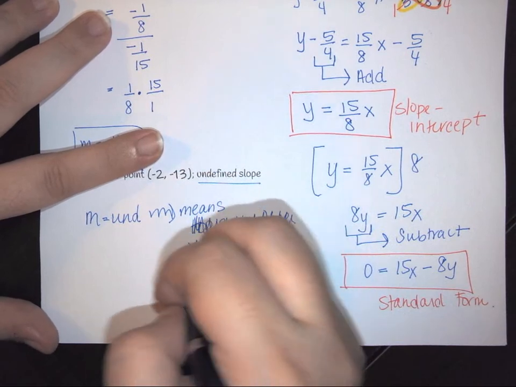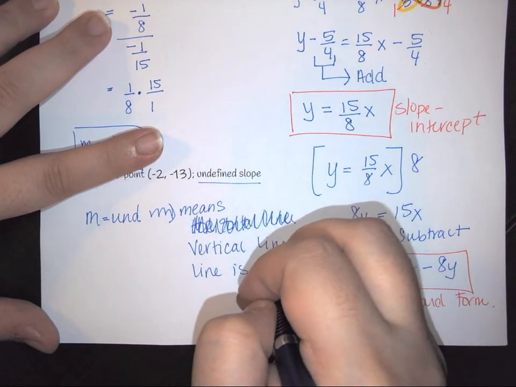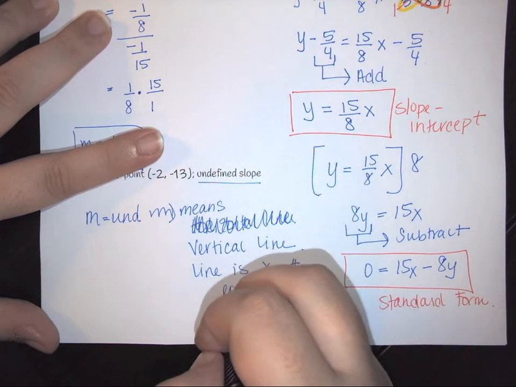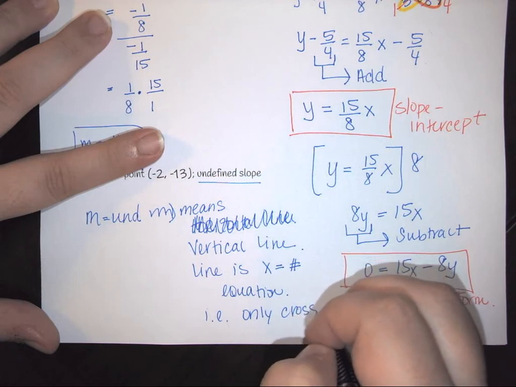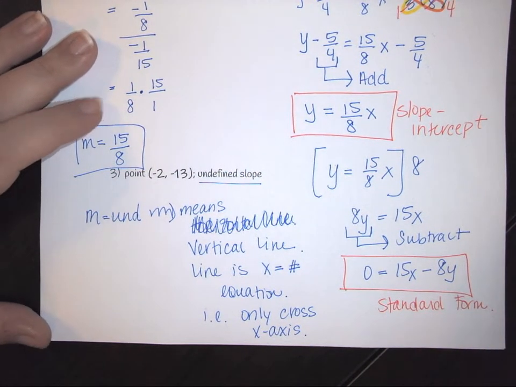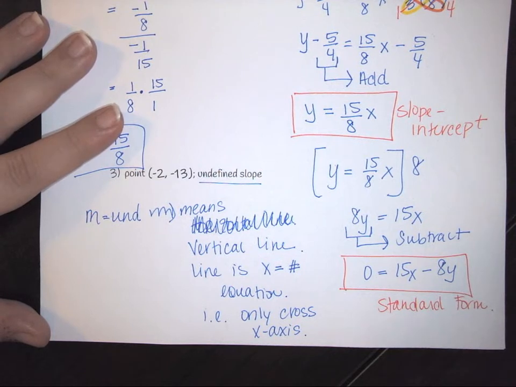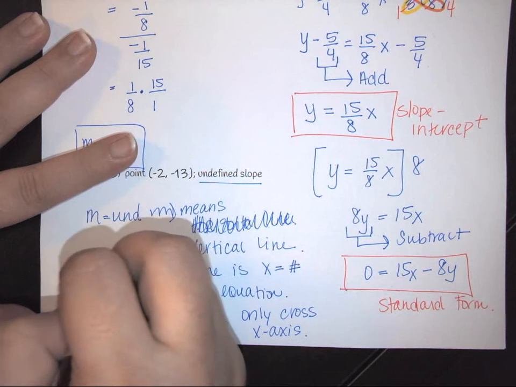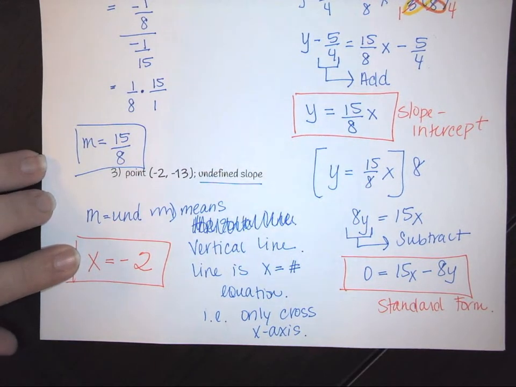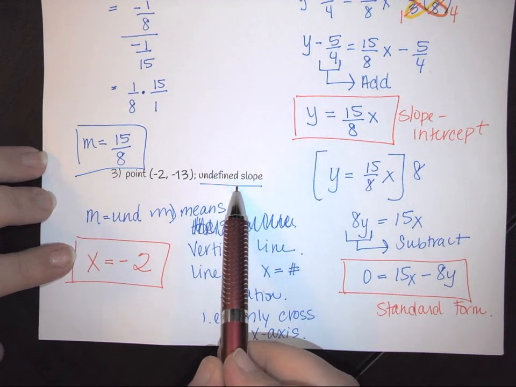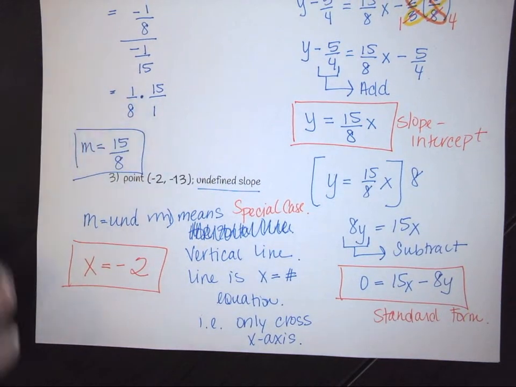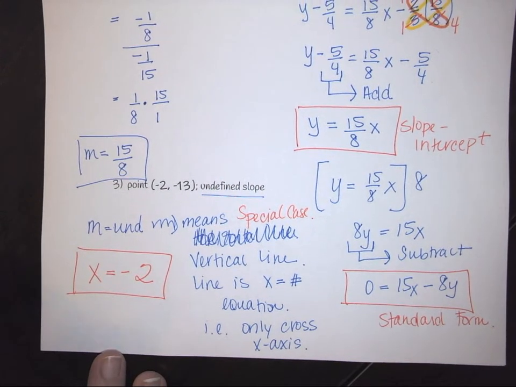What this means is that your line is an x equals number equation, i.e., you are only going to cross the x-axis. Therefore, the only point that we care about is your x value. So here, when we are looking at your equation, we simply have x equals -2, and there is nothing else to it. This qualifies as all of your equation because the undefined slope signifies that your line is doing something very specific. In other words, this means that you have a special case. Okay? So you need to pay very close attention.